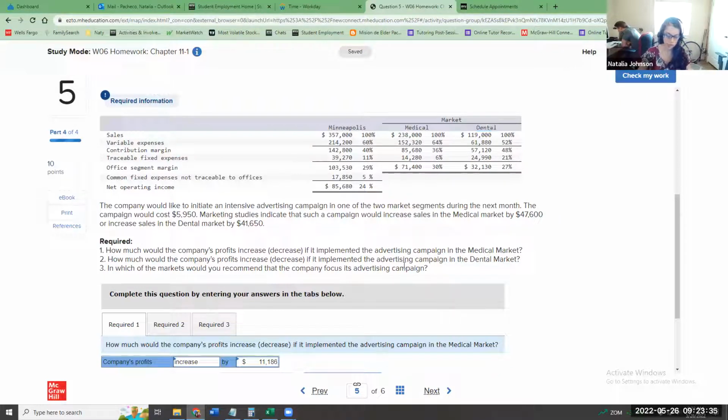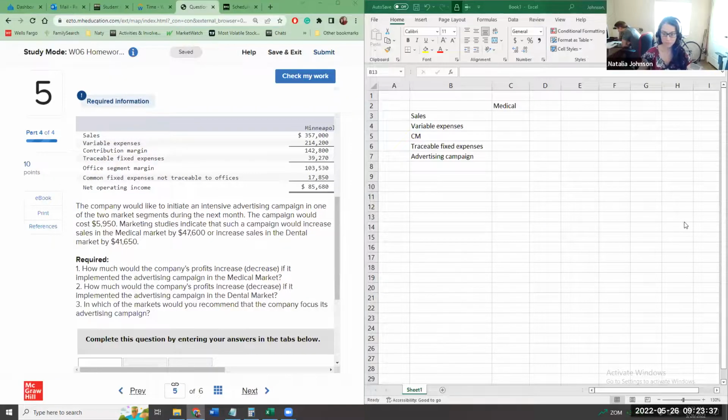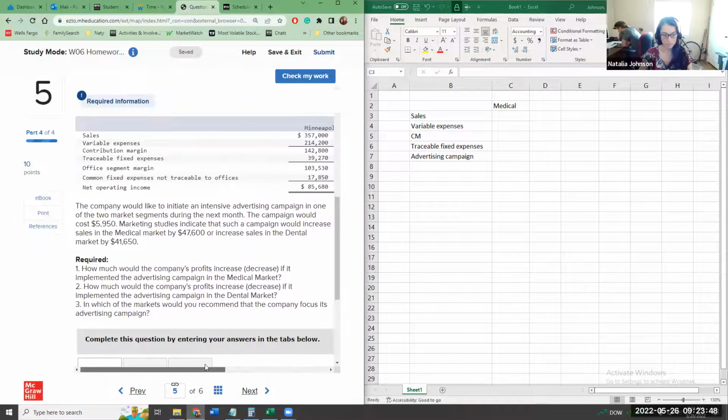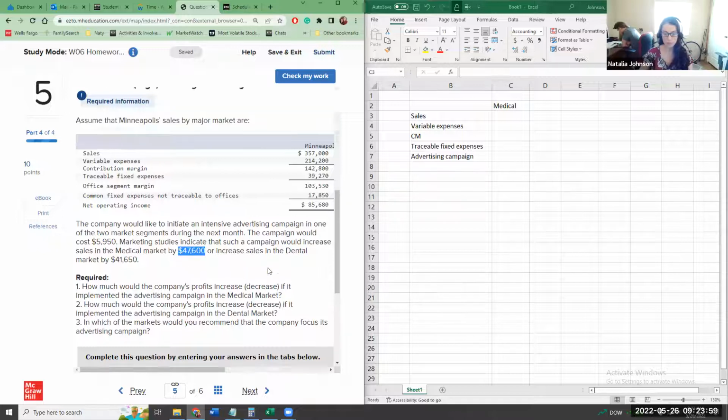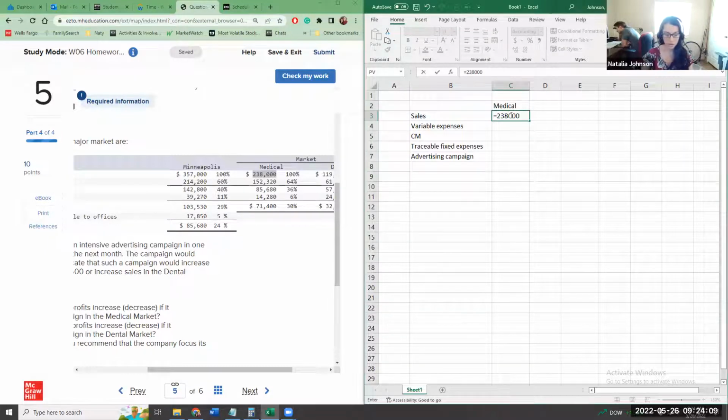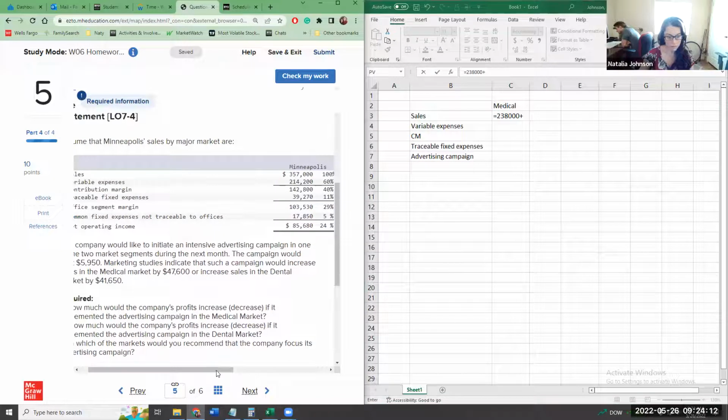Okay, there are 2 ways that we can do this. There's the long way and the short way. I'm going to do the long way first, and then we can use a formula and do it really fast. So if we do this advertising campaign in medical, sales will increase by 47,600. So we just need to add the sales, the 238,000, and add the 47,600.